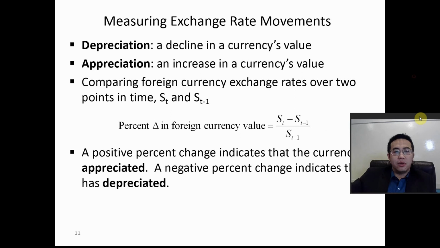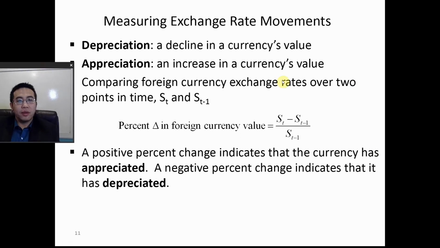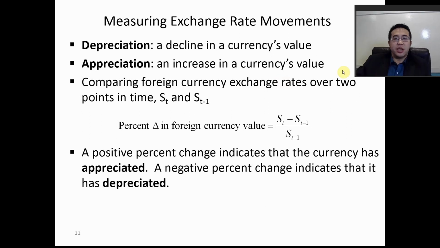Okay, and here we have the idea of appreciation or depreciation. So depreciation is the decline of a currency's value. That's pretty easy to understand. And you should know that the value of the foreign currency or even domestic currency is measured by different currencies, and that raises complications. And we will address that later. So appreciation is an increase of a currency's value, and you also need to calculate the amount of appreciation or depreciation based on this formula.